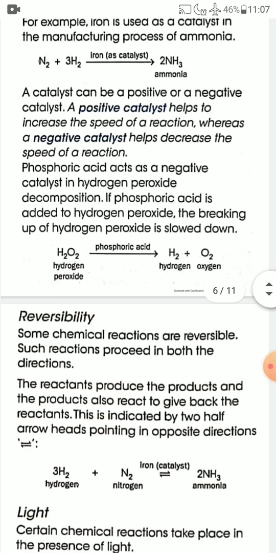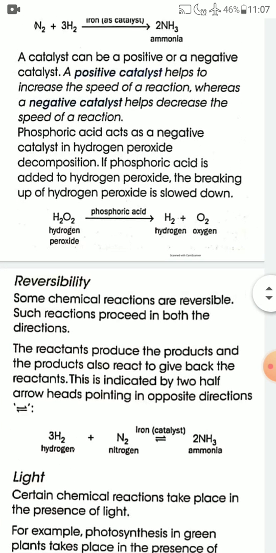Now an example of negative catalyst: in the decomposition reaction of hydrogen peroxide to hydrogen gas and oxygen gas, phosphoric acid is used as negative catalyst. Here phosphoric acid decreases the formation of hydrogen gas and oxygen gas from hydrogen peroxide. So the reaction is H2O2 arrow H2 gas plus O2 gas, that is hydrogen gas plus oxygen gas. And you have to write the name of the negative catalyst used here, which is phosphoric acid.